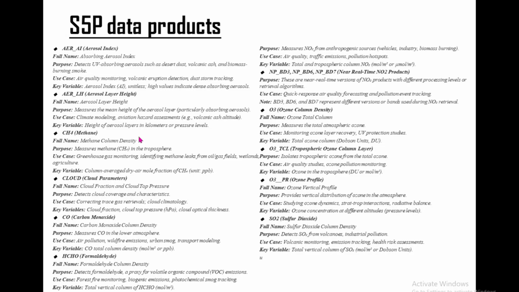Next is cloud. Its full name you will see is cloud fraction and cloud top pressure. It detects cloud coverage and its characteristics. It also corrects for trace gas, such that retrieving the amount of trace gas becomes important. And cloud climatology, it measures cloud fraction, cloud top pressure, cloud optical depth, that is the density of the cloud, how dense it is, and what is its concentration probable. Coming to next is carbon monoxide.